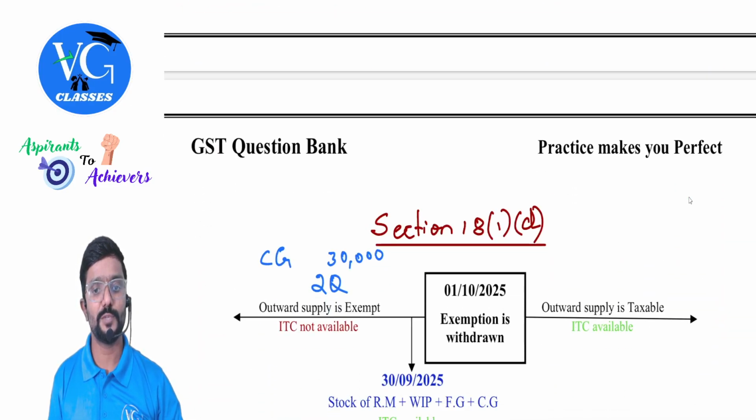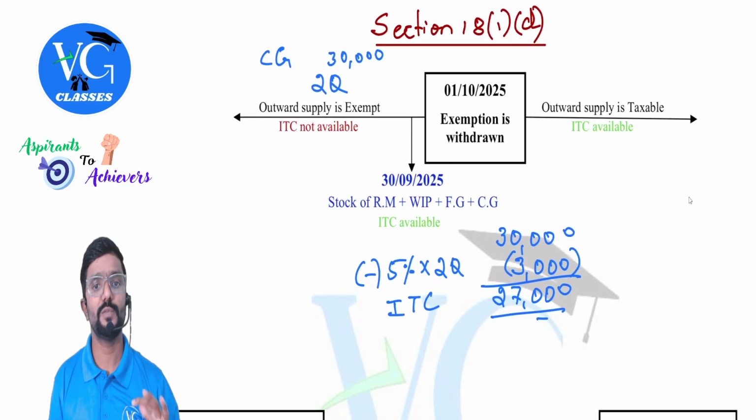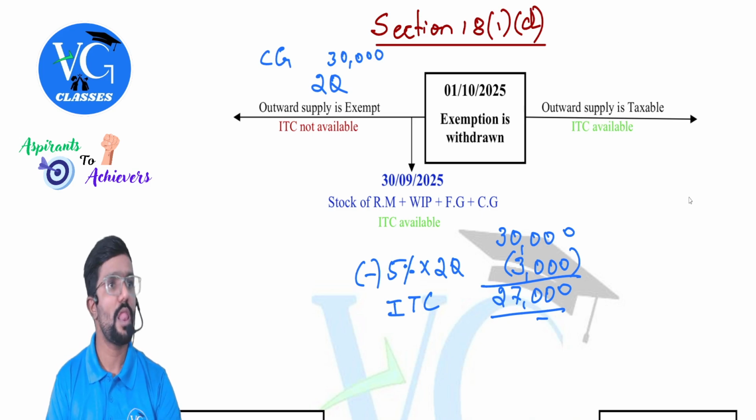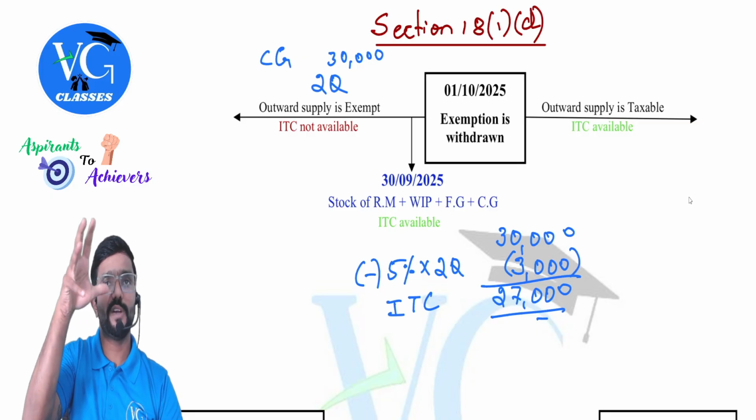Next, one more is there, that is with respect to 18.1D. That is when exemption is withdrawn. 18.1D, guys. I have just given one example here about capital goods.